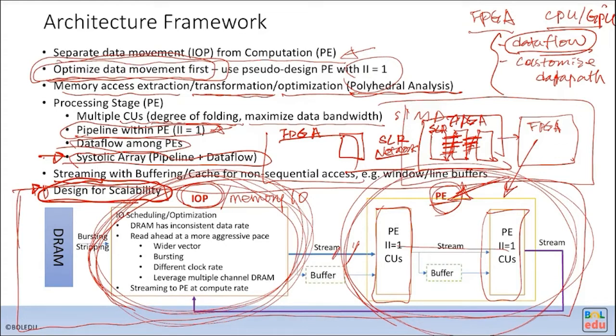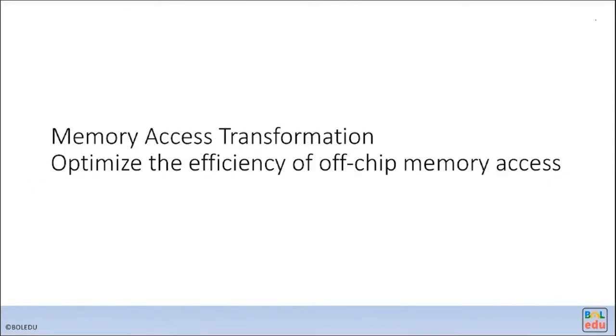So here I give you a basic architectural framework for application acceleration, and I would like to discuss each of them in more detail. Let's start with the memory access transformation.